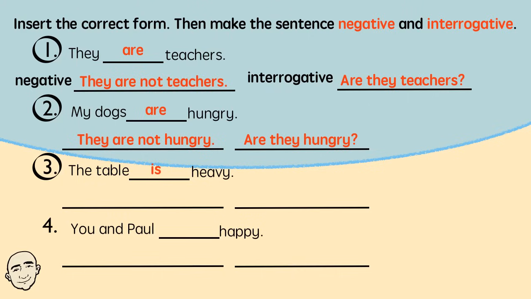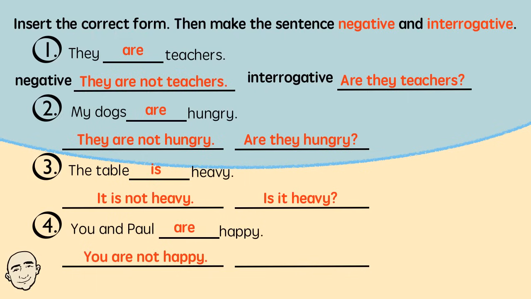The table is heavy. It is not heavy. Is it heavy? You and Paul are happy. You are not happy. Are you happy?